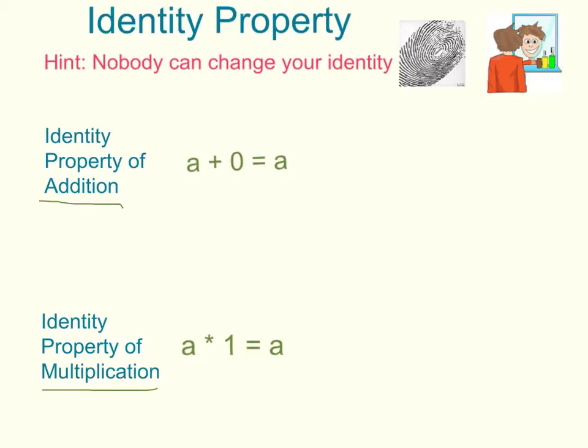So as you can see with the identity property of addition, adding 0 does not change the identity. It would stay the same. So just like 3, if you add 0, it doesn't change anything. It just equals 3. And then the identity property of multiplication, multiplying by the number 1 does not change the identity. So if you have 6 times 1, it does not change the identity. It stays at 6. So the identity property: nobody can change who you are.